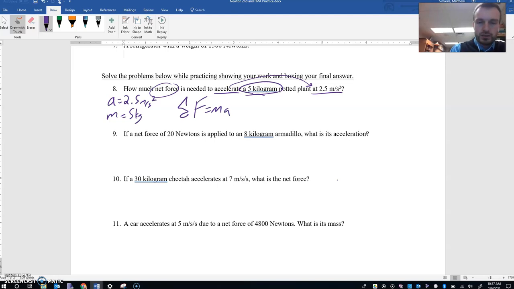We know sigma F equals ma, or the net force is equal to mass times acceleration. 5 kilograms times 2.5 meters per second squared. That's going to be 5 times 2.5, which is 12.5 newtons.